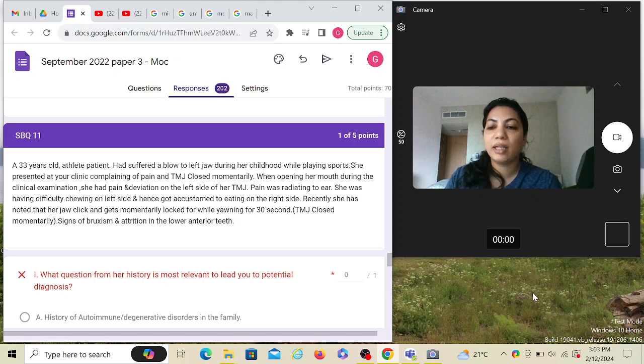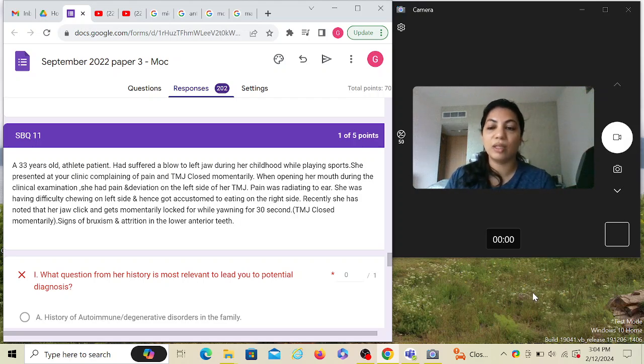Now, she presented at your clinic complaining of pain in the TMJ, closed momentarily. When opening her mouth during the clinical examination, she had pain and deviation on the left side of her TMJ. So definitely some TMJ issue is there, plus there's a history of trauma. Pain was radiating to the ear. She was having difficulty chewing on the left side and hence got accustomed to eating on the right side.